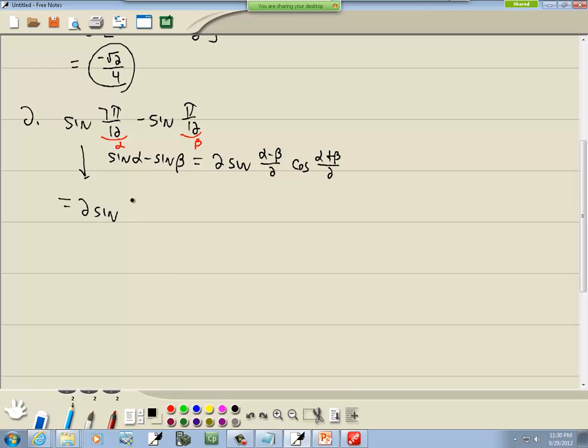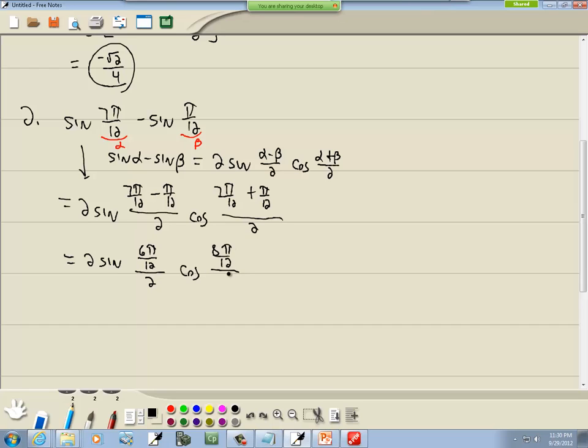So we're going to have 2 sine of alpha, 7 pi over 12, minus beta, which is pi over 12, all over 2. And then we'll have cosine of 7 pi over 12 plus pi over 12, all over 2. Well, 7 pi over 12 minus 1 pi over 12 is 6 pi over 12, over 2. 7 pi over 12 plus 1 pi over 12 is 8 pi over 12, all over 2, which gives us pi over 2 for the first, 6 and 12 both being divisible by 6, over 2. And this would give us 2 pi over 3, over 2.